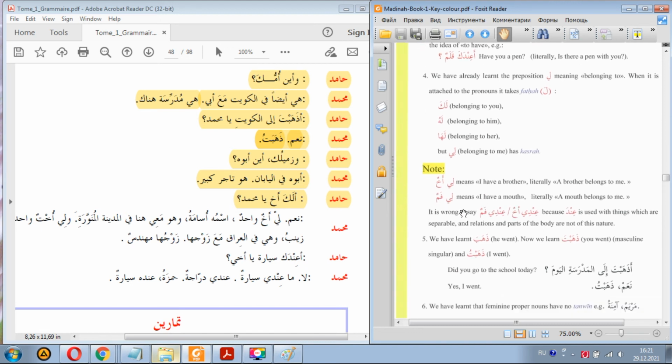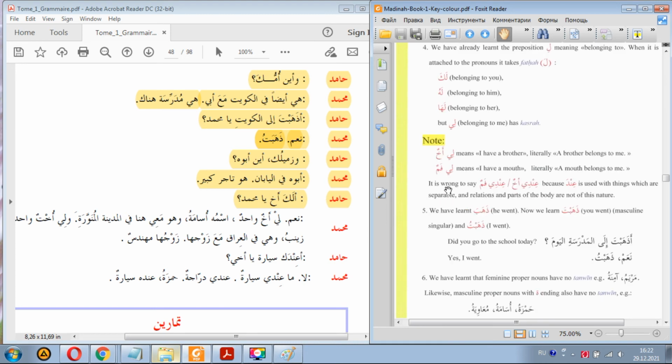And also we have another example, li famun. Famun, just like akhun, abun, is one of 5 nouns that originally had a 3rd letter, but then it disappeared. But once it's mudaf, this disappeared letter gets back. So don't be surprised that this word has only 2 letters. It originally had 3 letters, just like akhun and abun. So li akhun, I have a brother. Li famun, I have a mouth. Famun means mouth.